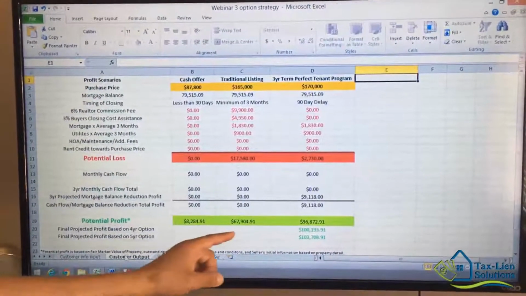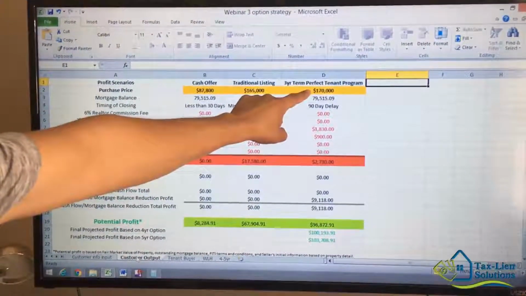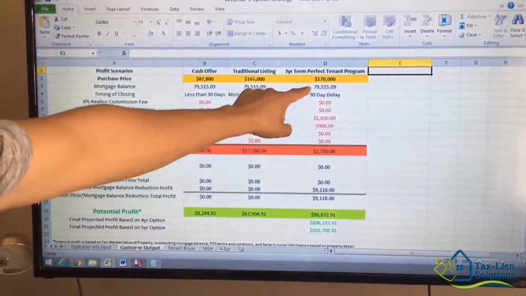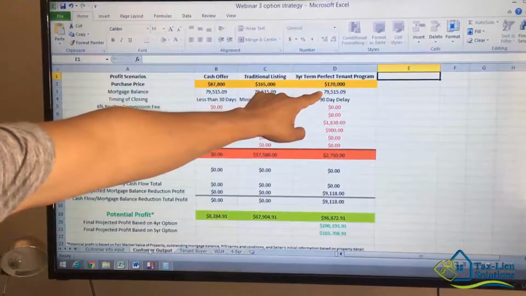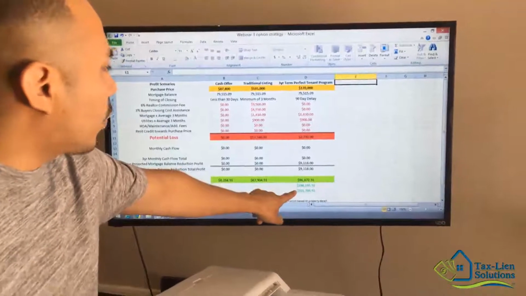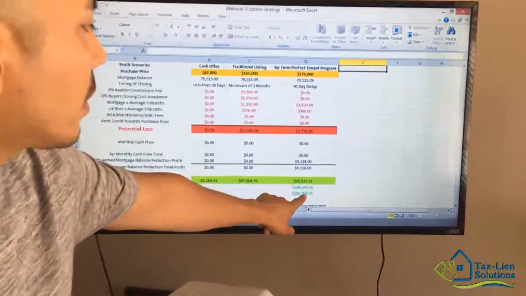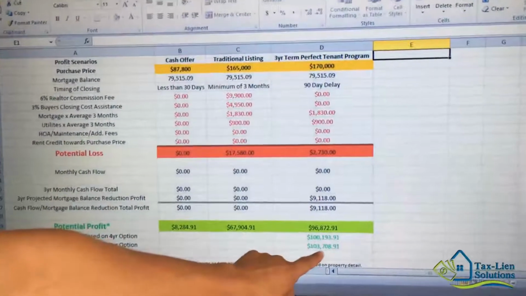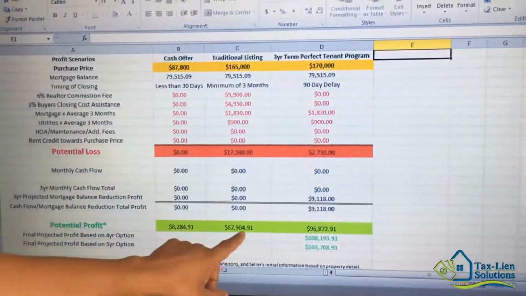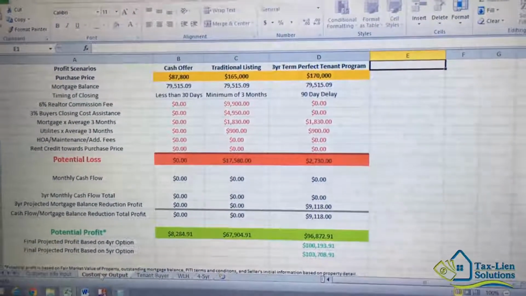Now, what that means is that by us offering him $170,000, okay, his immediate balance is $79,515, and then by us reducing his principal, he actually stands to make a profit of $103,708.91 over the course of 5 years instead of traditionally selling it now. Okay, but that's not where it stops.